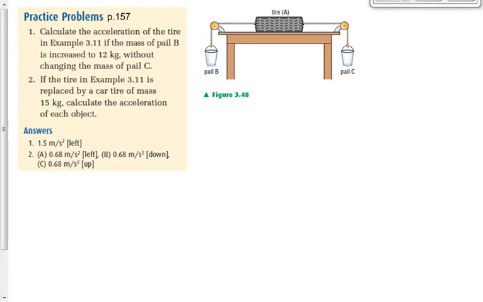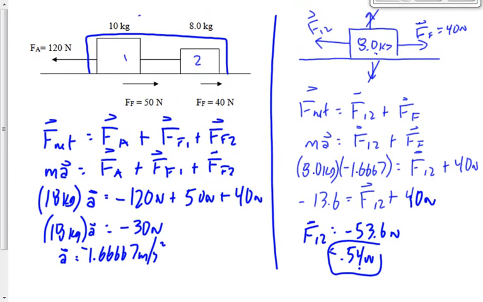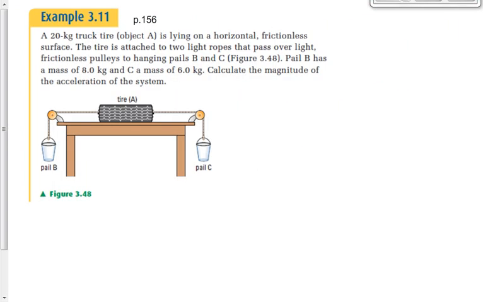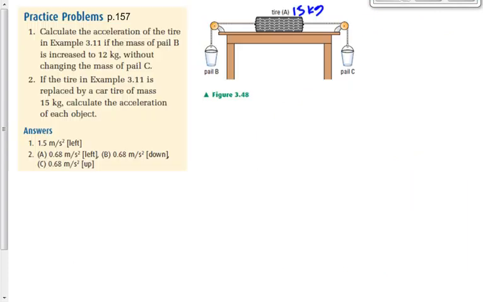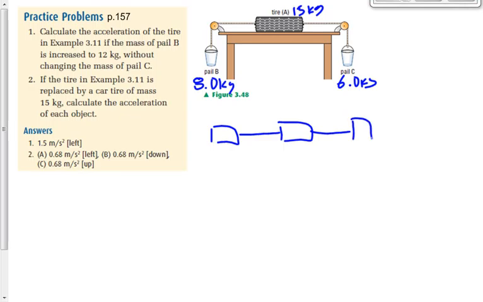It says if the tire in 3.11 is replaced by a car tire of mass 15 kilograms, so that becomes 15 kilograms, what's the acceleration of each object? What was B? What was pulley B? If we go back to the example, B was 8 and C was 6. All right, there's no friction in here, I don't think. Let's straighten this out. Here's pulley B, here's tire A, here's pulley C.